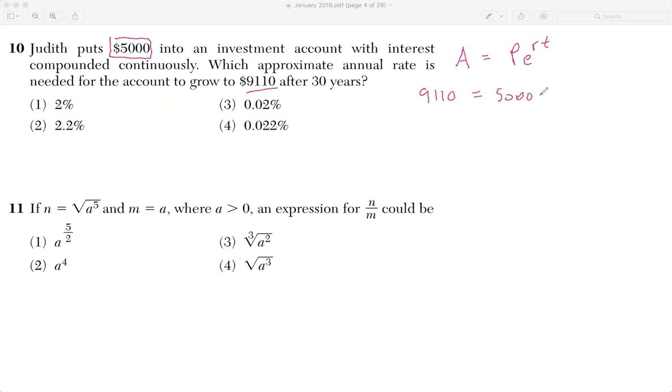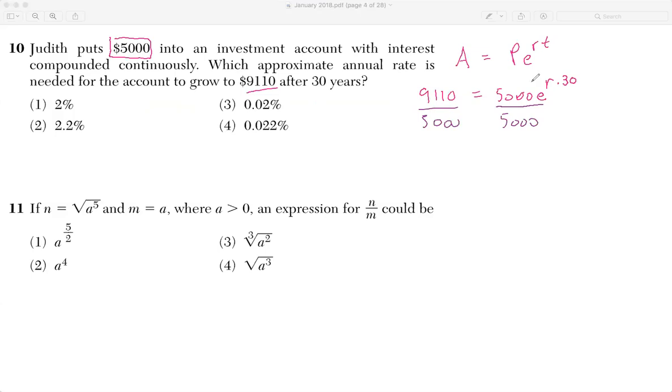E is a constant. It's like pi, so we leave it there. R is what we're solving for. It says which approximate annual rate is needed after 30 years. T is 30. So you just substitute all these things in. Now we're solving for an exponent. This is something that you need to use logarithms to do, but we can do it if you follow along with me and you have an understanding of what an inverse is. So we divide by 5,000.